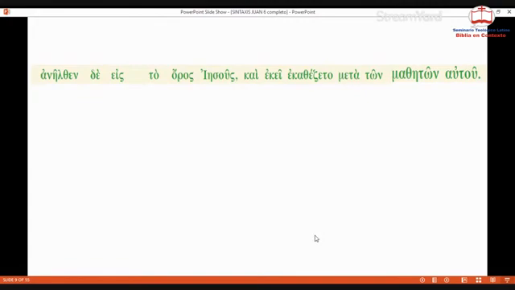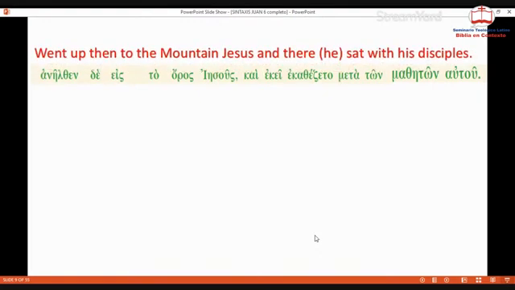So what we have here is the original text that says: Ανήλθεν δε εις το όρος Ιησούς και εκεί εκαθέζετο μετά των μαθητών αυτού. Remember, I follow the modern pronunciation, and this is literally what it says: went up then to the mountain Jesus, and there sat with his disciples. So it's crazy because we don't speak that way, and my goal is to organize this sentence in the way we speak English.